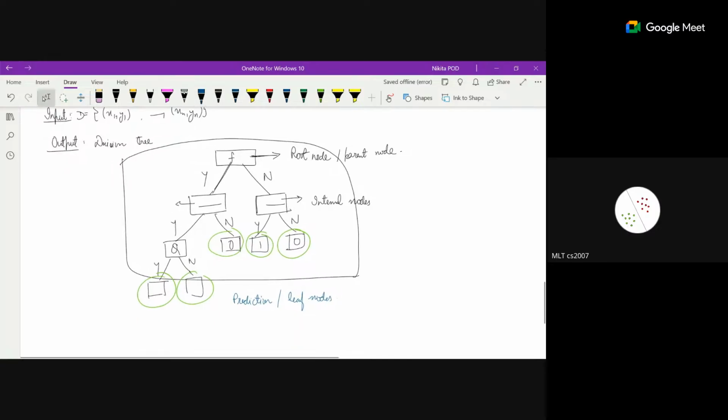So now the thing is that to build this decision tree, what we also need is the set of questions that you should have, which you are going to put in the tree, right?